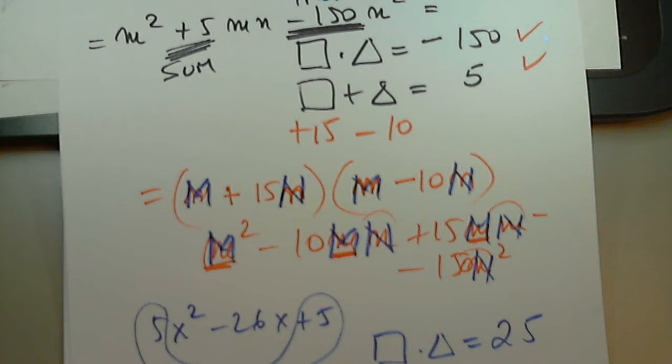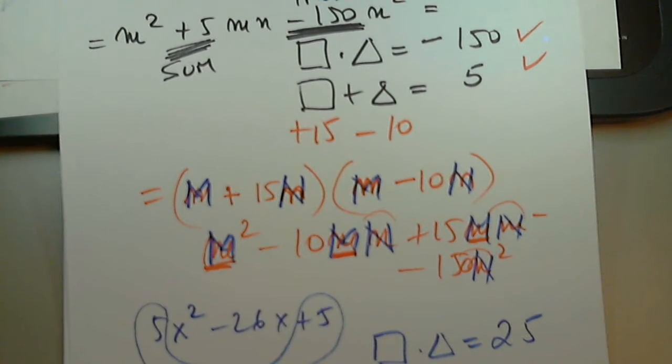So the product is 25. The sum never changes, negative 26. Since the product is positive, both numbers have to have the same sign. Either both positive or both negative. Otherwise, I cannot get a positive product. But since their sum is negative, I know exactly what sign they have. They must be negative, both of them.